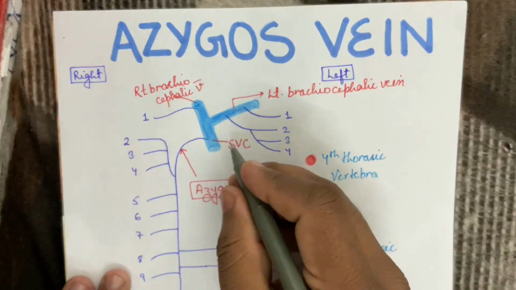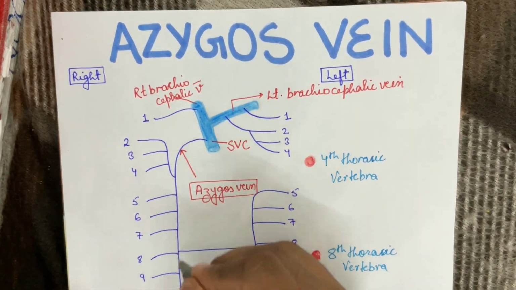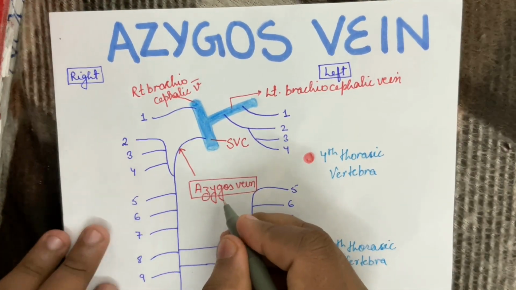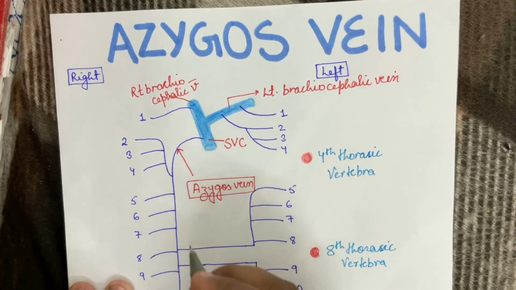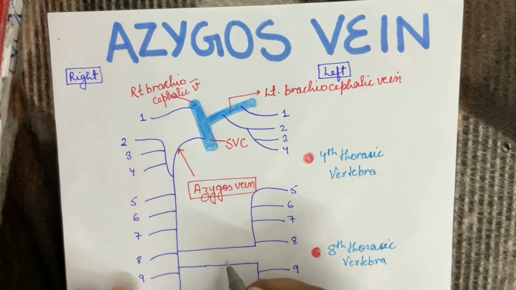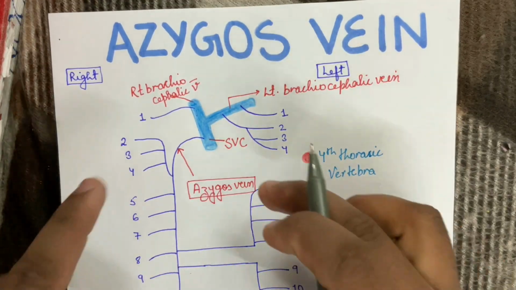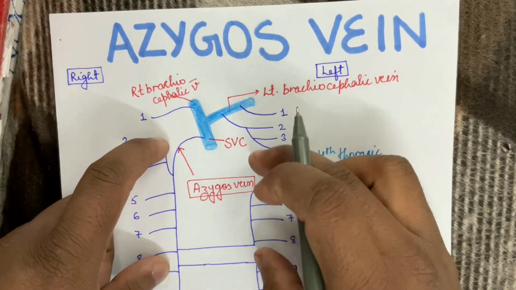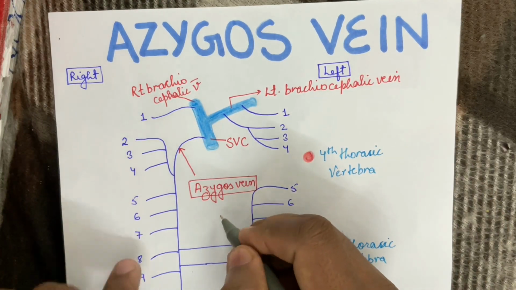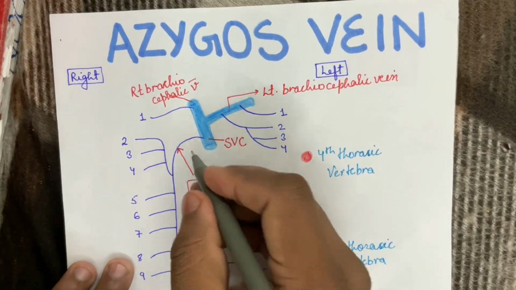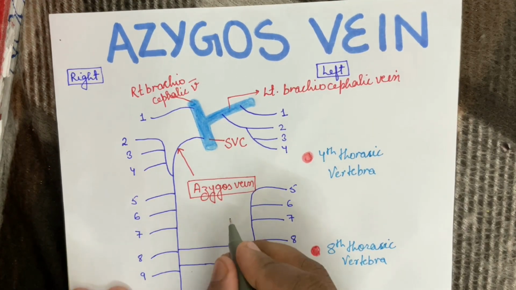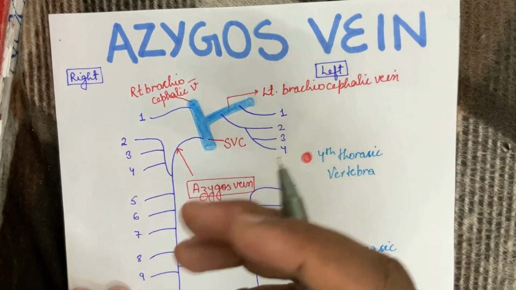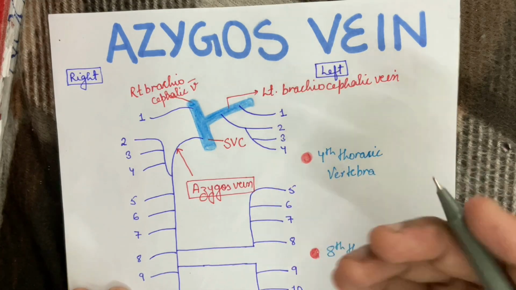Azygos vein means unpaired vein, means single vein. The azygos vein is a single vein. It occupies the upper and posterior part of the abdominal wall. It connects the superior vena cava and inferior vena cava. It also connects the portal venous system, caval venous system, and vertebral venous system.